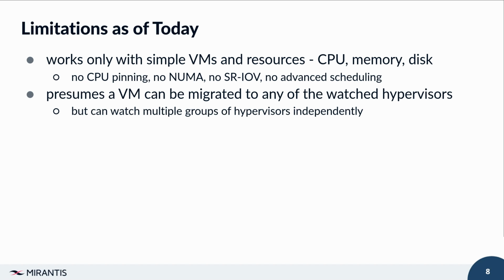It assumes the configuration is standard, and all the scheduling is pretty straightforward. OpenStack scheduling, I mean, and it presumes that a VM can be migrated to any of the hypervisors it watches. Well, that's the trick. So basically, that means that you need to define these groups of hypervisors that you want DRB to watch, and you need to do this individually.